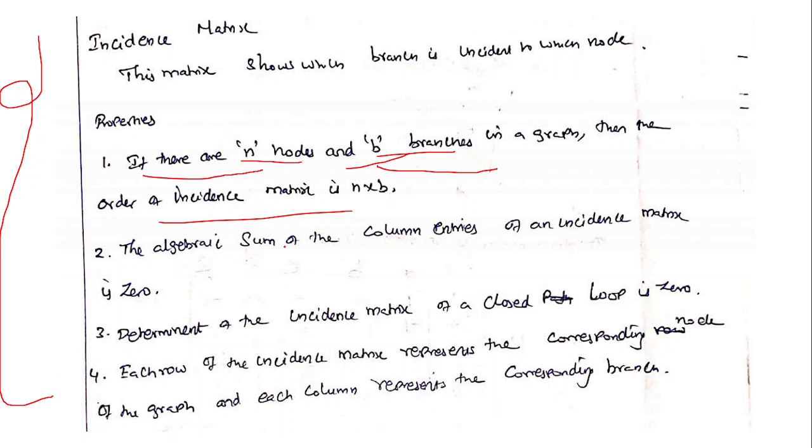Next, the algebraic sum of the column entries of the incidence matrix is 0. If I add each and every element in a column, I get 0. That is the advantage I used for writing the reduced incidence matrix. The determinant of the incidence matrix of a closed loop is 0. Each row represents a node and each column represents a branch. These were the properties. This was also asked for 2 marks in the last arrear exam.